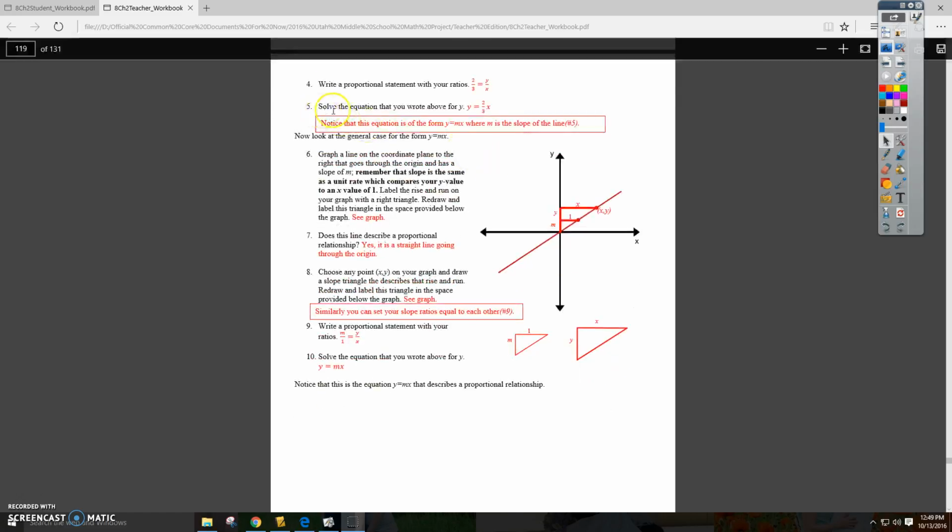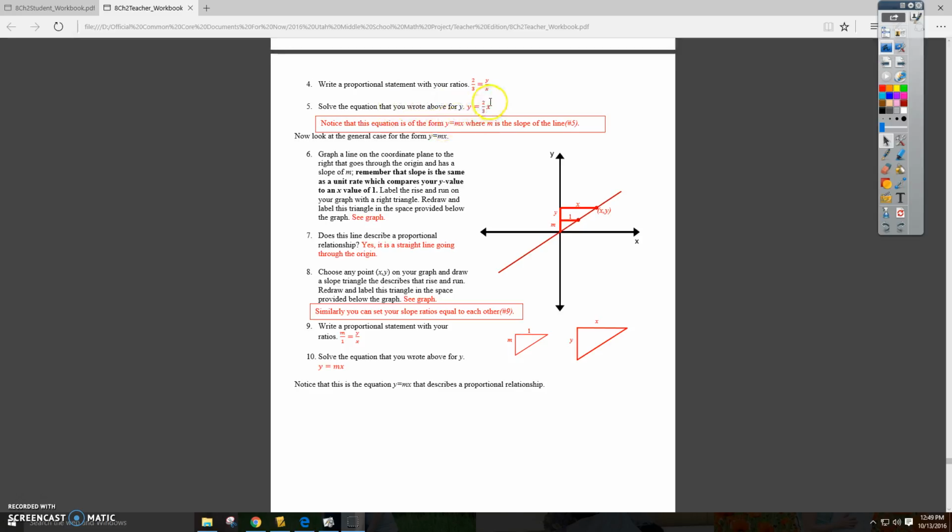Okay, number 5. Solve the equation that you wrote above for y equals 2/3 x. So what we did is we multiplied the right side by x. That canceled with this x, but we also have to multiply x on the other side. And so we ended up with y equals 2/3 times x, which is what we have down here. Notice that this is in the form y equals mx because the y-intercept is 0. And so this is a proportional relationship.